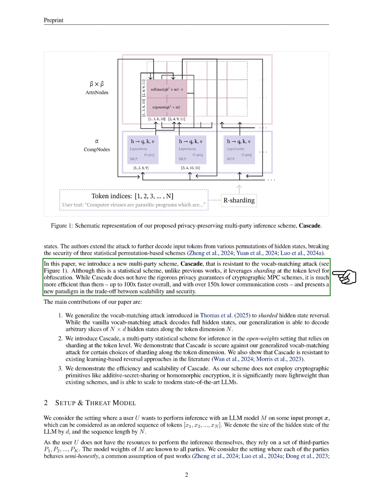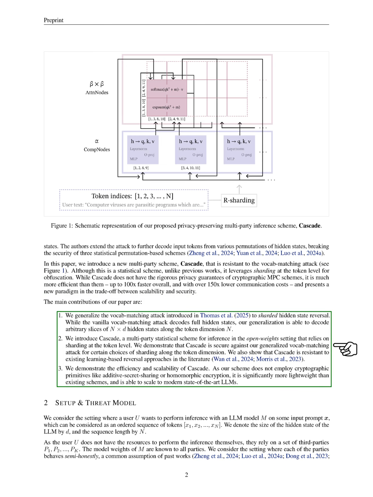In our paper, we introduce a new multi-party scheme called Cascade, which is designed to resist the vocab matching attack. Although Cascade is a statistical scheme, it uses token-level sharding for obfuscation. While it does not provide the same rigorous privacy guarantees as cryptographic methods, it is significantly more efficient, up to 100 times faster and with over 150 times lower communication costs, offering a new balance between scalability and security.